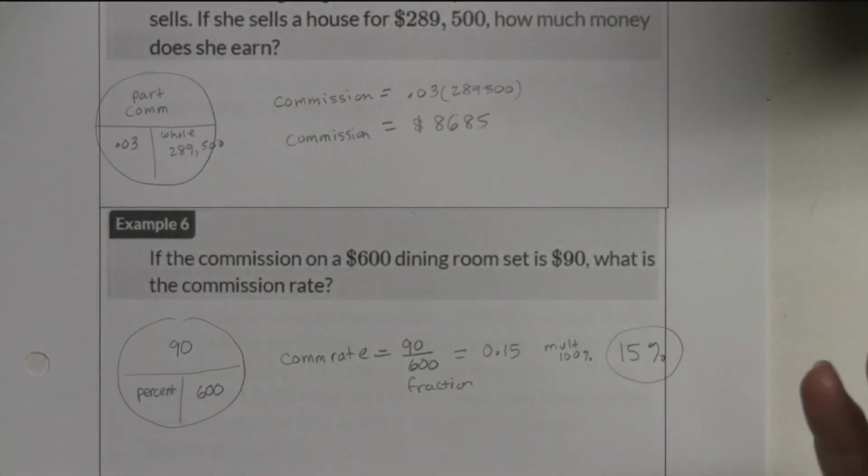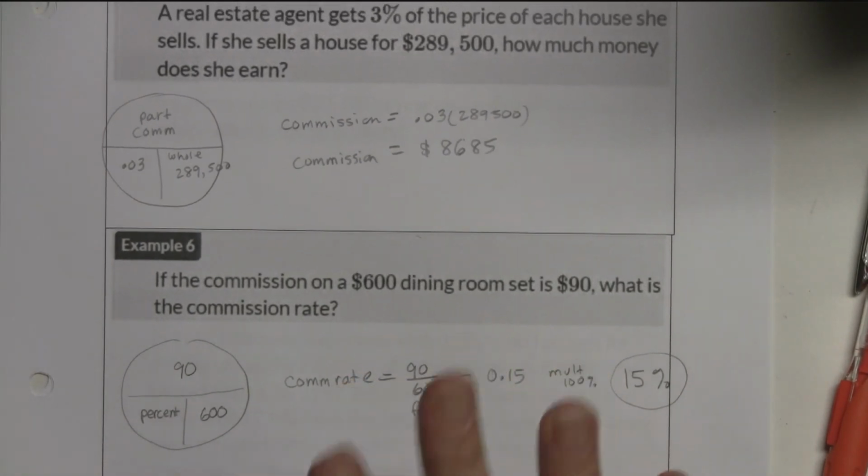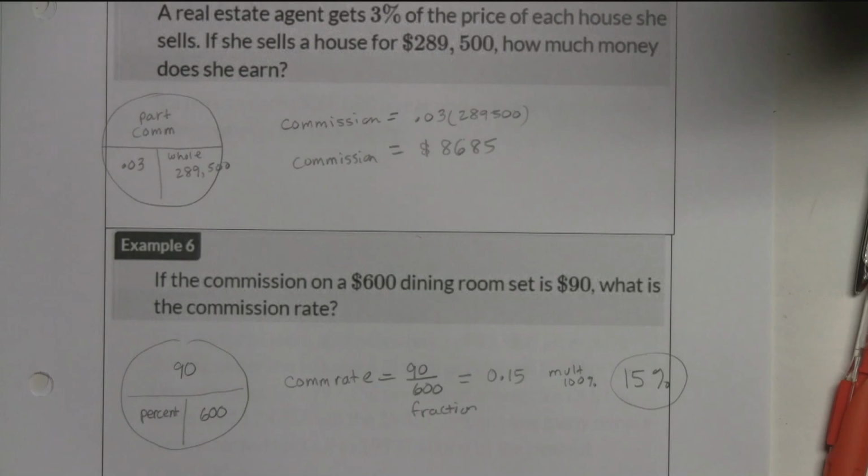And so anyway, that's kind of that story there. And so this section, section 13, was on sales tax and commission rate.